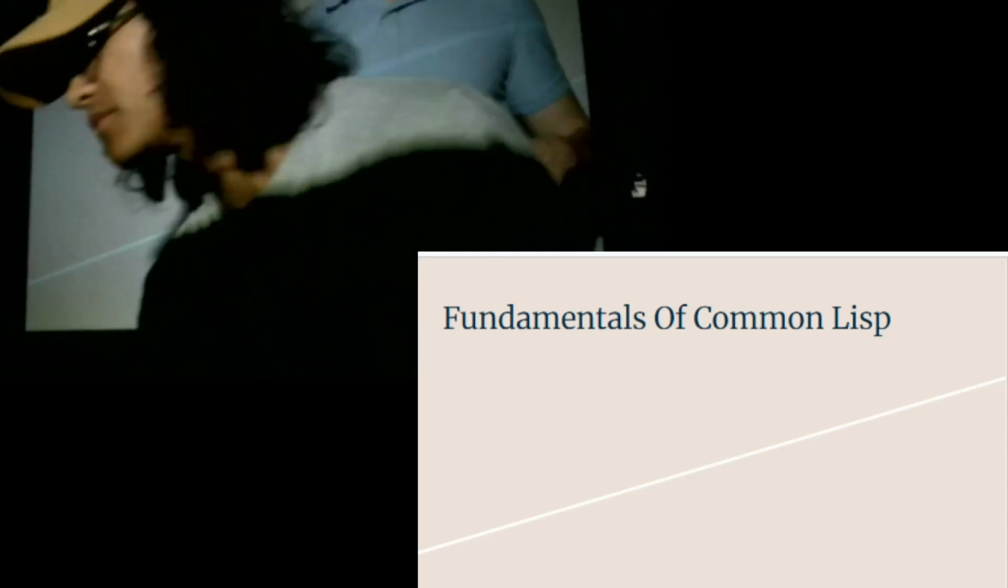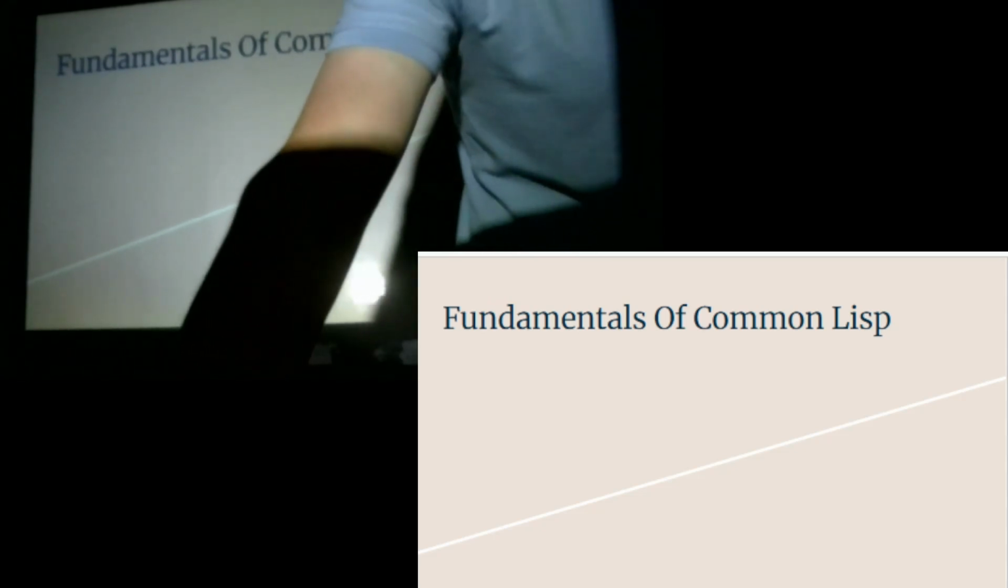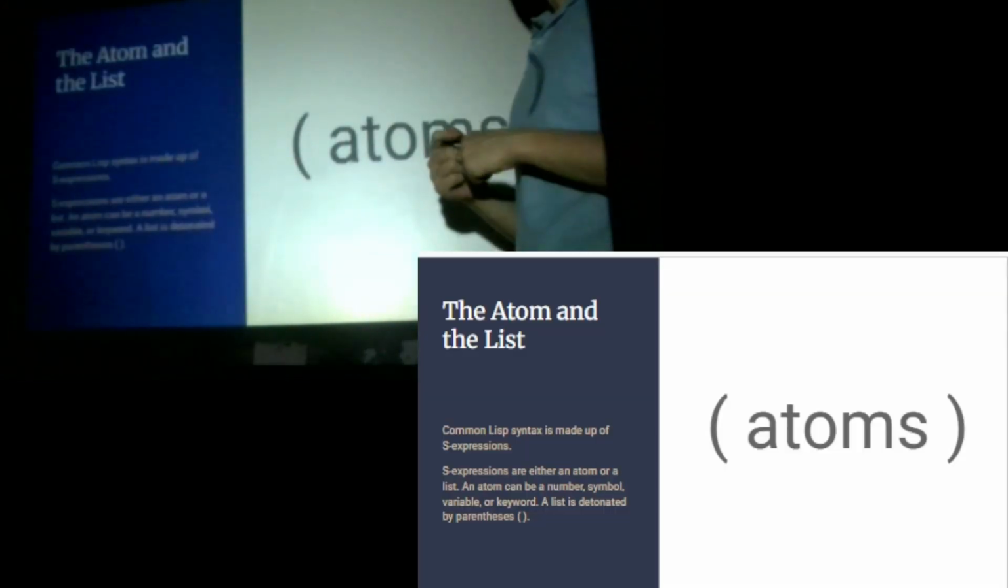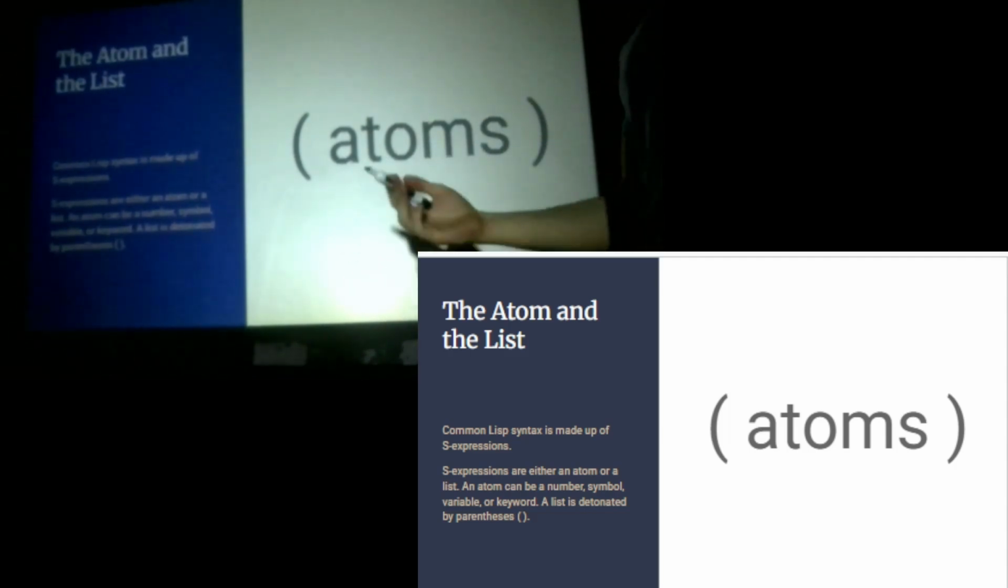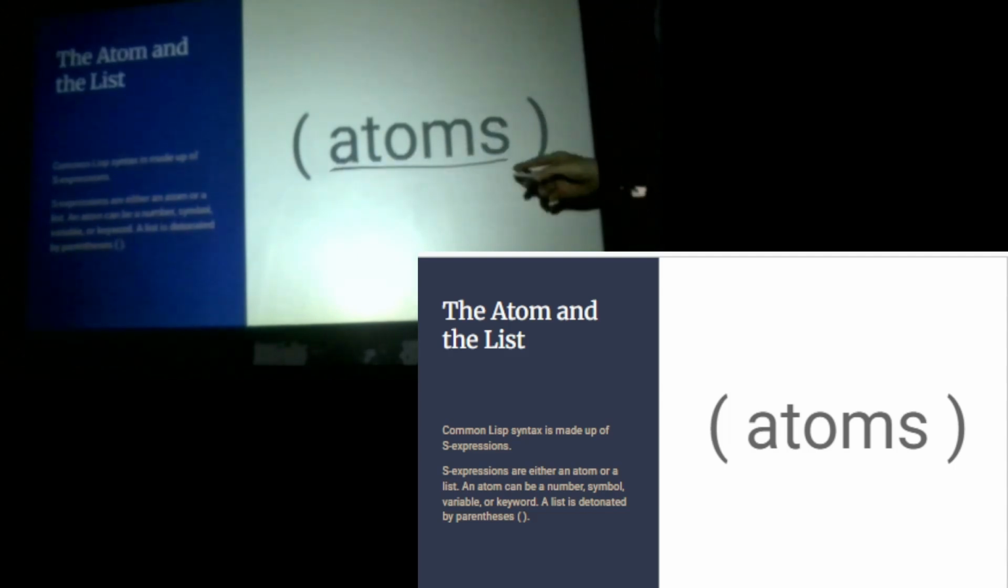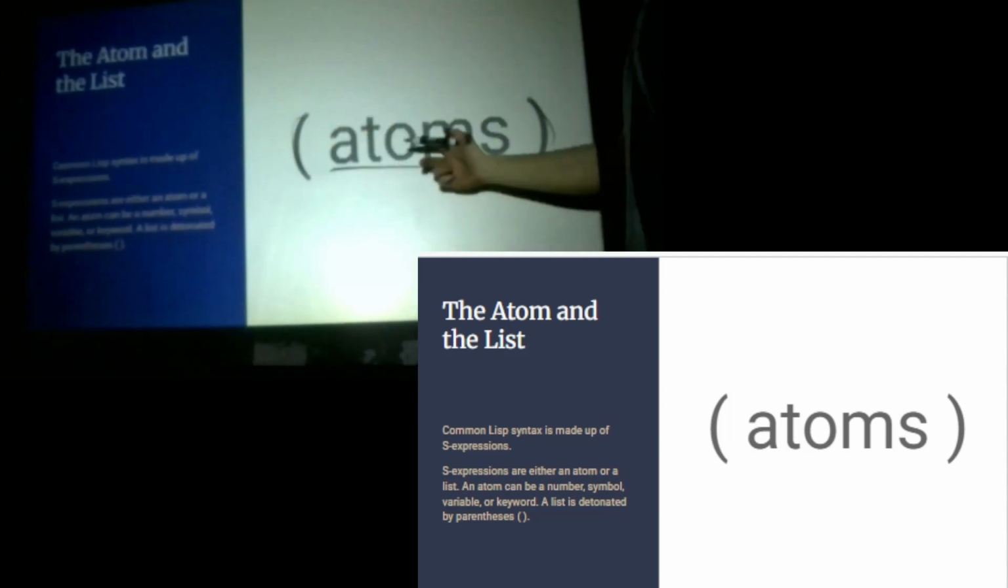So next up, we have the fundamentals of Common Lisp. We've got a lot of fundamentals to cover in here, so we're going to start off with the very basics. Within Lisp, everything, whether it be a function call, an expression, a string, or an integer, takes place in atoms and lists. These parentheses right here will indicate a list, and inside these lists are atoms.